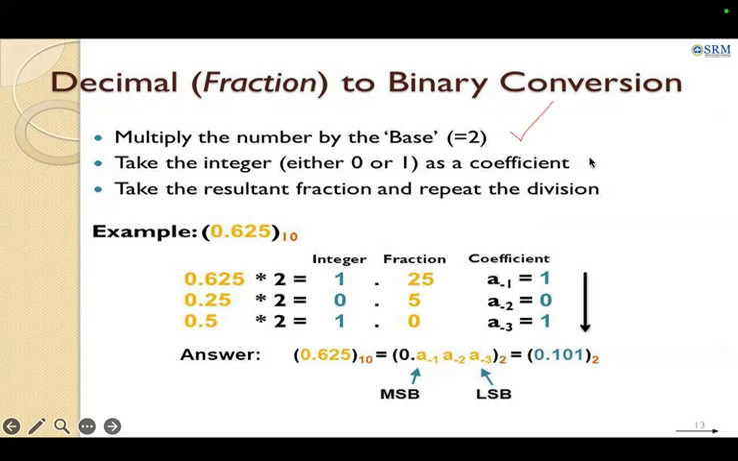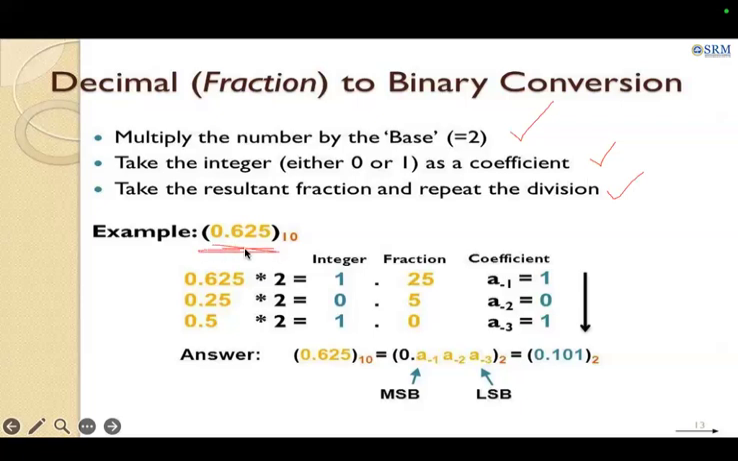Take the integer as a coefficient. Whatever integer you get in the result of the multiplication, whether 0 or 1, should be taken as a coefficient. Take the resultant fraction and repeat the procedure, that is steps 1 and 2. We'll see with an example how to convert.